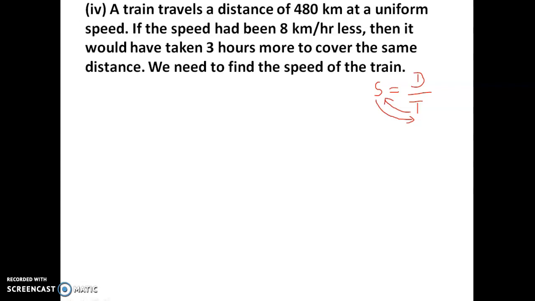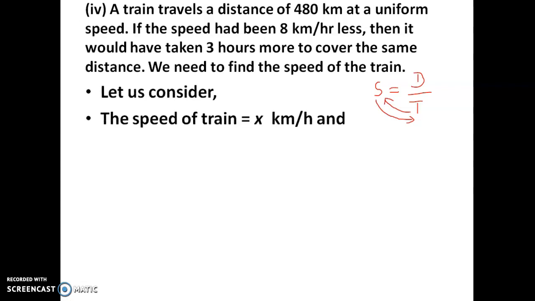Then next is, if the speed is reduced by 8 km per hour, speed is reduced means the time will increase. So it is increasing by 3 hours. That's obvious, right? When the speed is reduced, it will take more time. So 8 km per hour reduced means it takes an extra 3 hours to reach the destination. We have to find out the speed of the train. So let's consider the speed of the train as x km per hour.